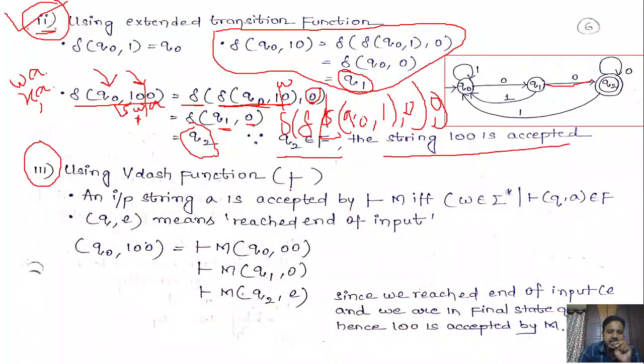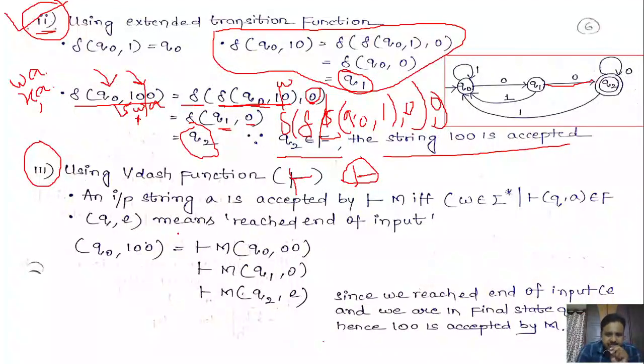Next one is the turnstile function. This is the optional one; as this is another way of representing string acceptance, I am just explaining it. How do we write it? The turnstile symbol is a vertical bar with a horizontal line in the middle.